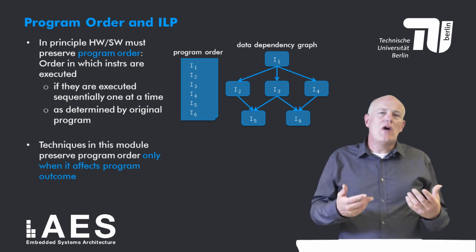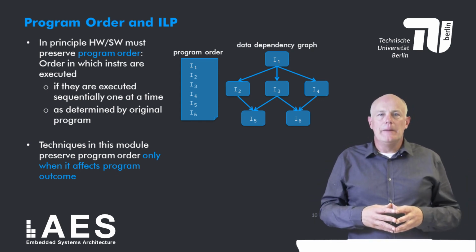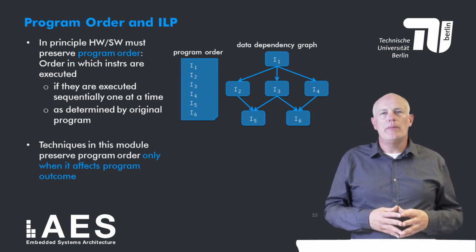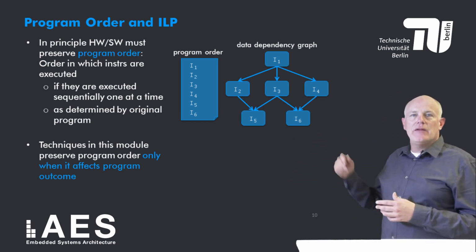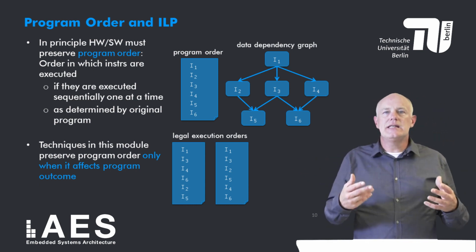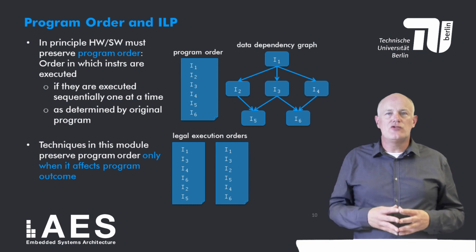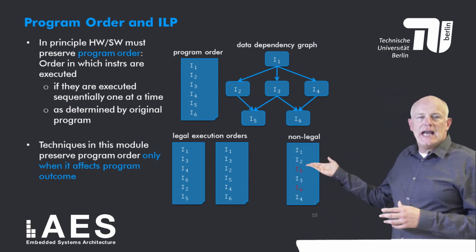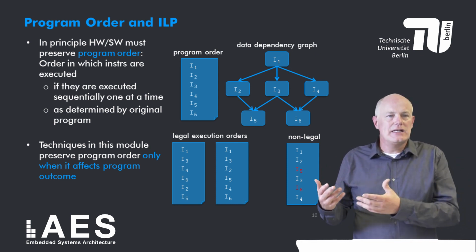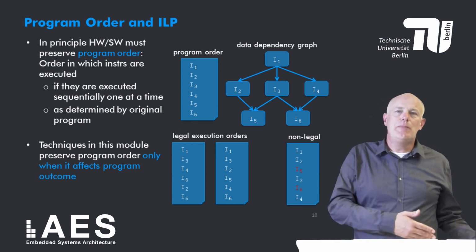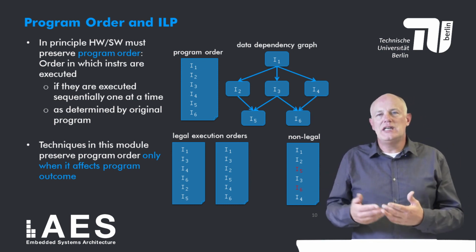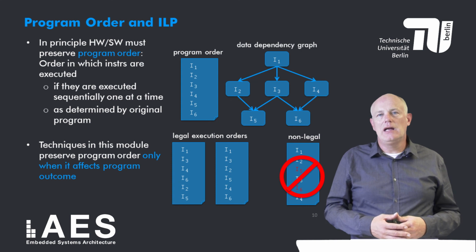The techniques I will describe in this module exploit ILP by preserving program order only when it affects the outcome of the program. For example, given the data dependency graph here on the right, these are both legal execution orders, since an instruction is never executed before an instruction on which it depends. This execution order, however, is non-legal, since, for example, instruction 5 is executed before I3, but I5 depends on I3. Similarly, I6 is executed before I4, on which it depends. So this is not a legal execution order.